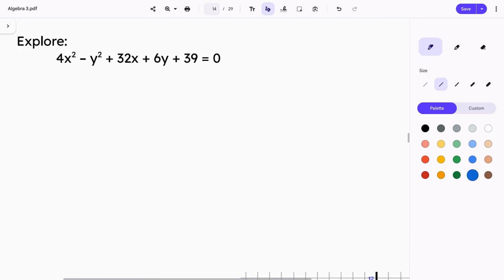Okay, so we're going to start this from scratch here. The first thing we need to do is write out our equation. So we have to do our completing the square process here. So let's begin with that. So I'm going to start by rewriting it.